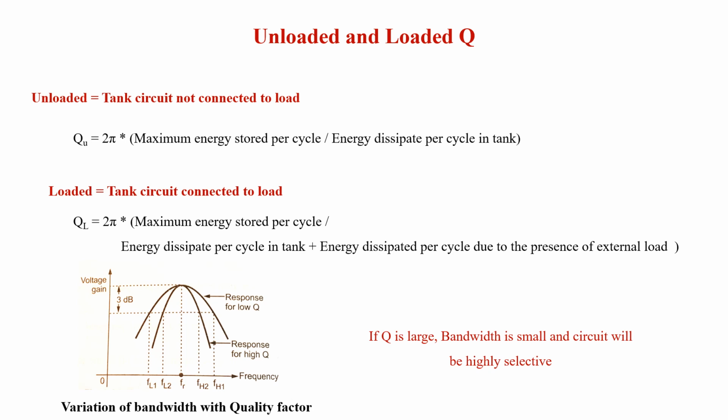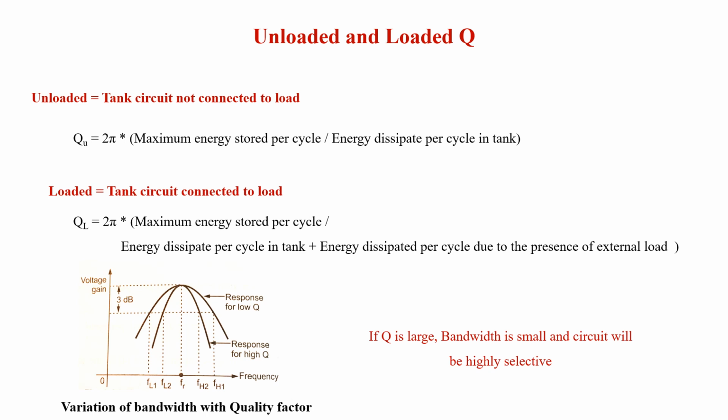These tuned amplifier circuits can be constructed with load and without load, and under loaded and unloaded conditions, the quality factor comes into play. When we have an unloaded circuit, which means the tank circuit is not connected to a load, we can measure Q as discussed earlier: 2 pi times the maximum energy stored per cycle divided by the energy dissipated per cycle in the tank.